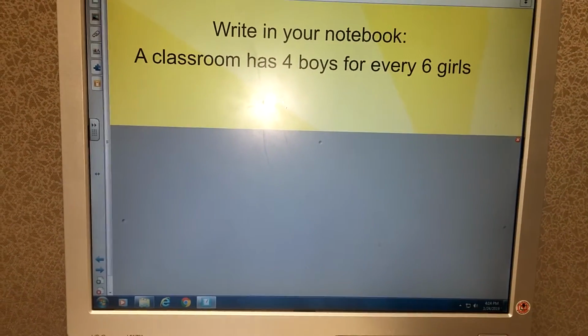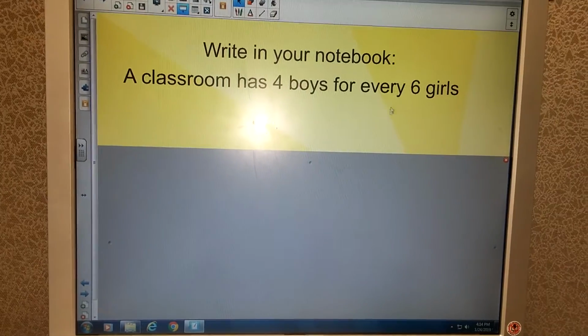Okay, copy this example in your notebook. A classroom has 4 boys for every 6 girls. Pause it while you copy it down.